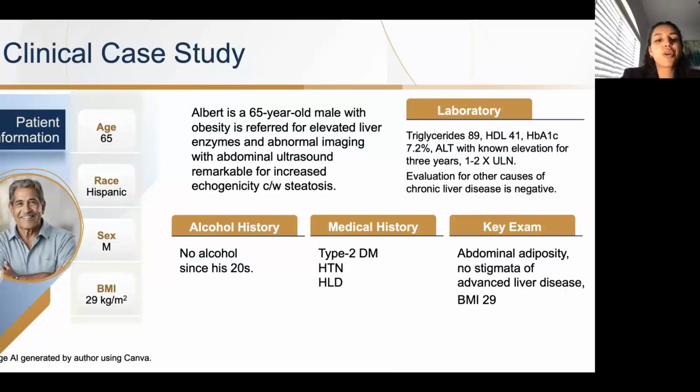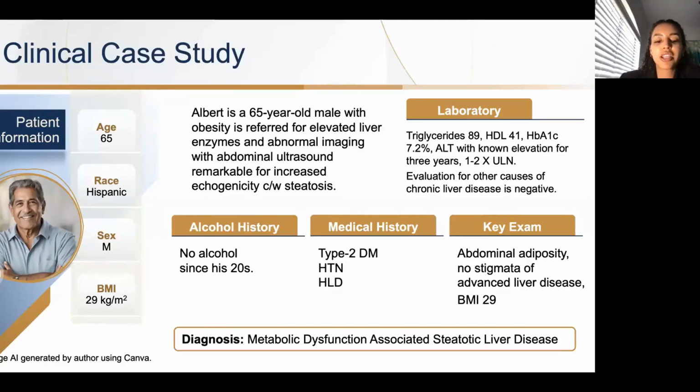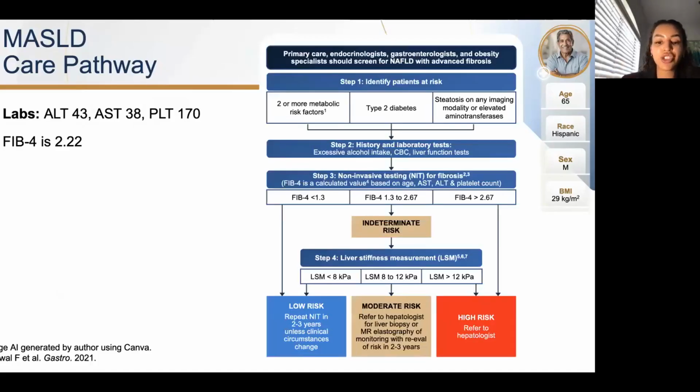So let's get back to Albert. This is a patient that we are evaluating for the first time, and we have determined that he has MASLD, that he doesn't have any other chronic liver disease. And so what we need to do is assess his fibrosis. So we start, of course, with that very straightforward calculation, the FIB4. So we have his ALT and AST, we have his platelets, and we have his age. His FIB4 score is 2.2. So that's kind of in the indeterminate range.